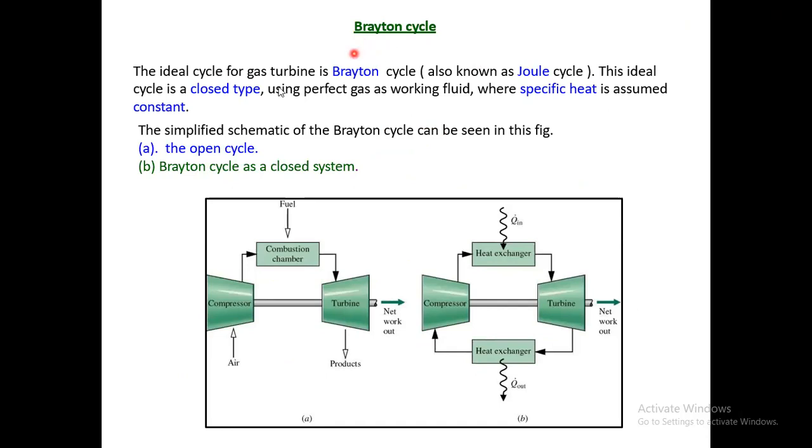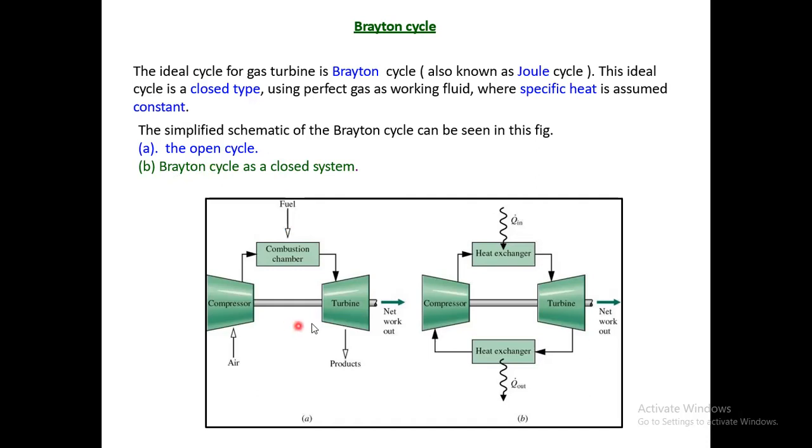So, the Brayton cycle. The ideal cycle for the gas turbine is the Brayton cycle, also known as the Joule cycle. This ideal cycle is a closed type using a perfect gas as the working fluid, where specific heat is assumed constant. The simplified schematic of the Brayton cycle can be seen in this figure. It consists of two parts, the open cycle and the Brayton cycle as a closed system.